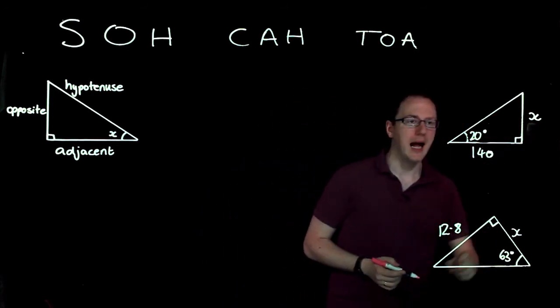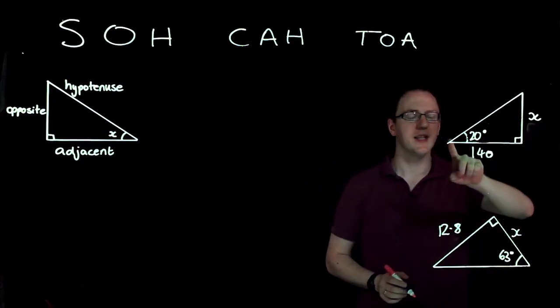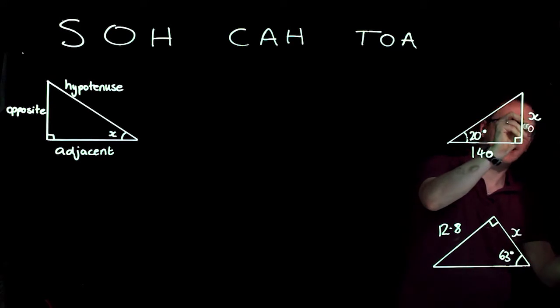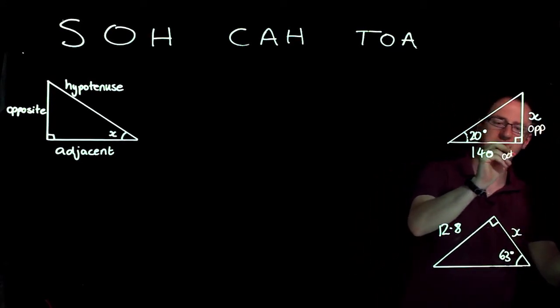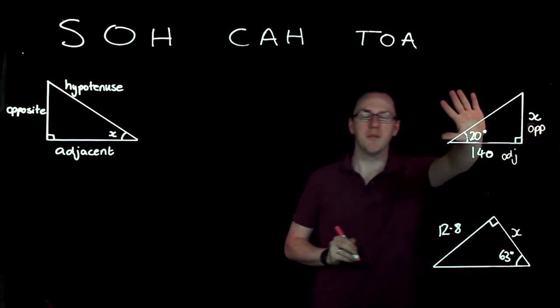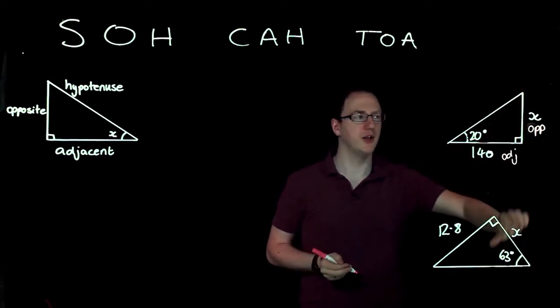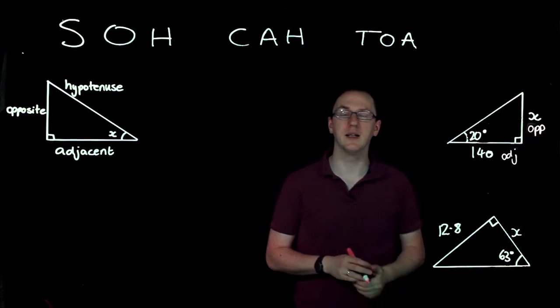Here's my triangle, and here's the angle that I know, my 20 degrees. And so relative to that, this is the opposite, x. And this is the adjacent, because it's beside it, 140. We don't know the hypotenuse, it's opposite the right angle, but we don't need to because we've got the side we know, the side we're trying to find out, and a known angle.